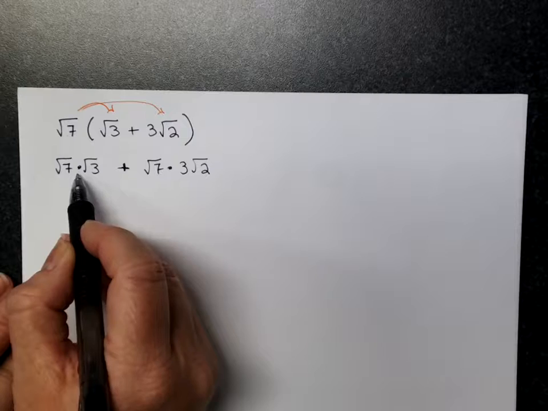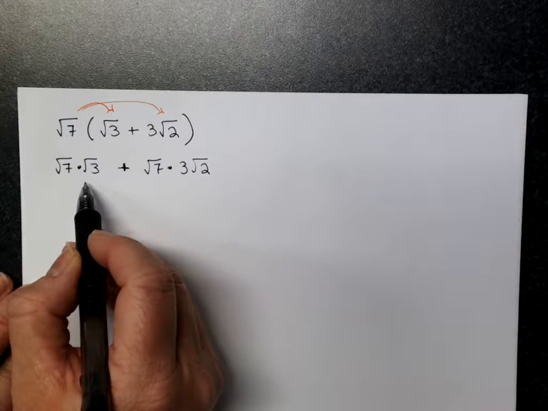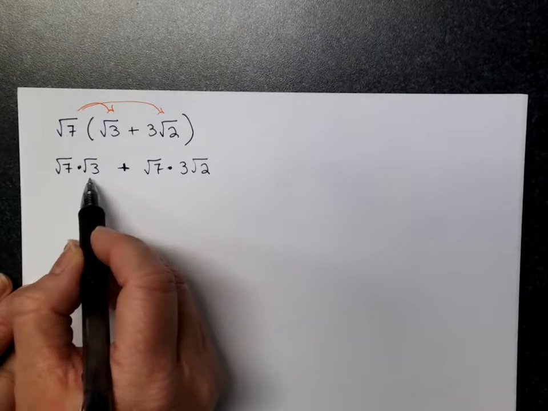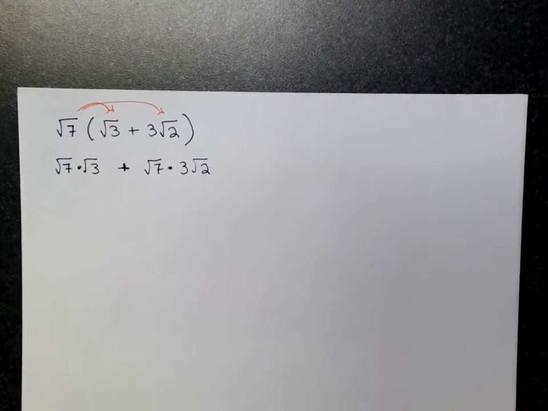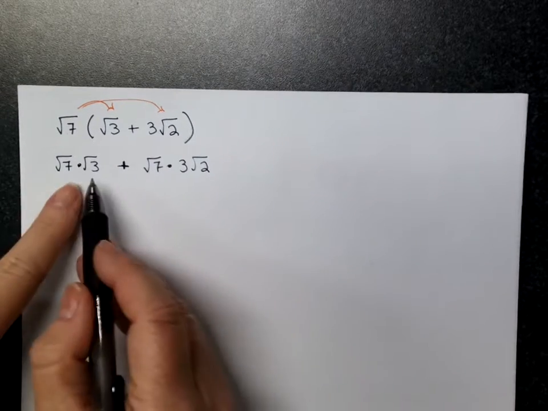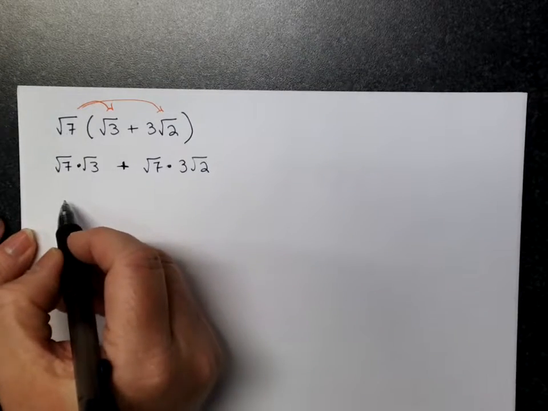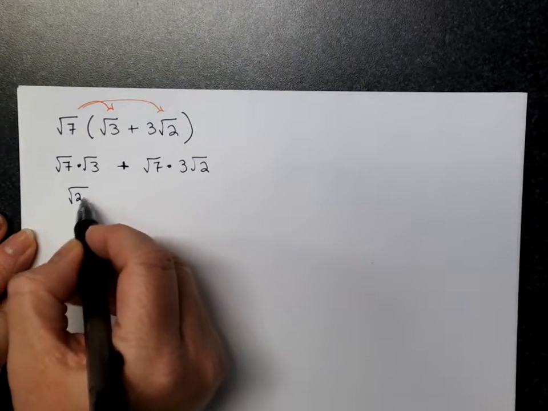Yeah, product rule. Now, does the radical sign go away? No, not unless your radicands are the same. That's when you have a radical squared, boom, it blows up the radical sign. Not if you've got different radicands. This is just multiplied under one house, square root of 21.